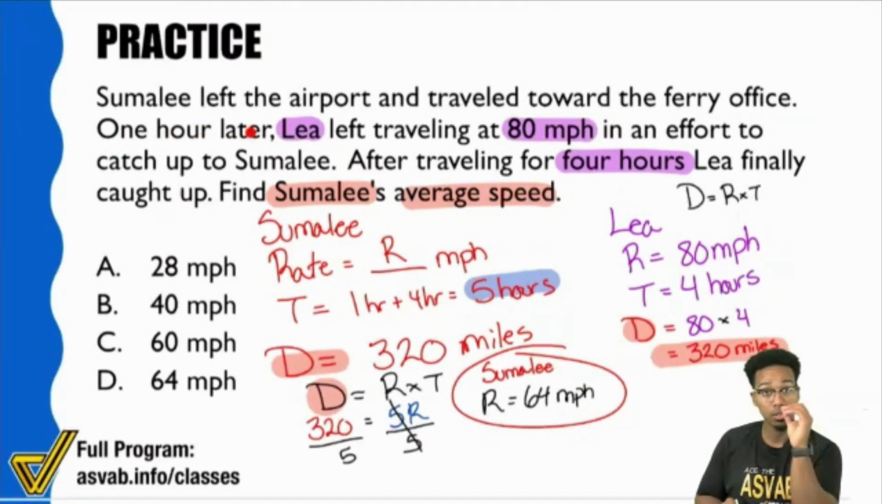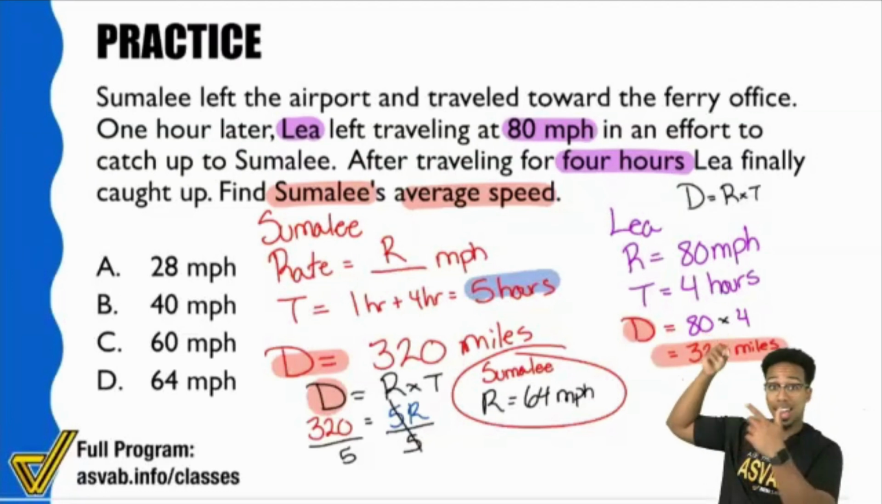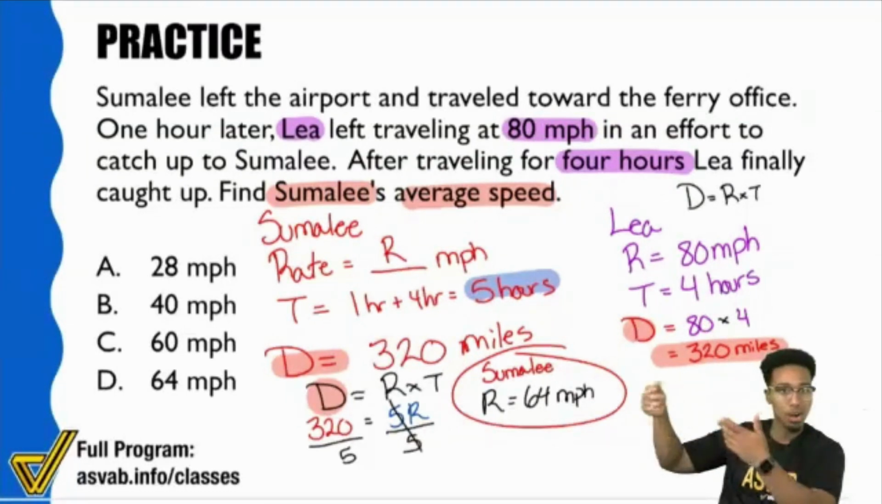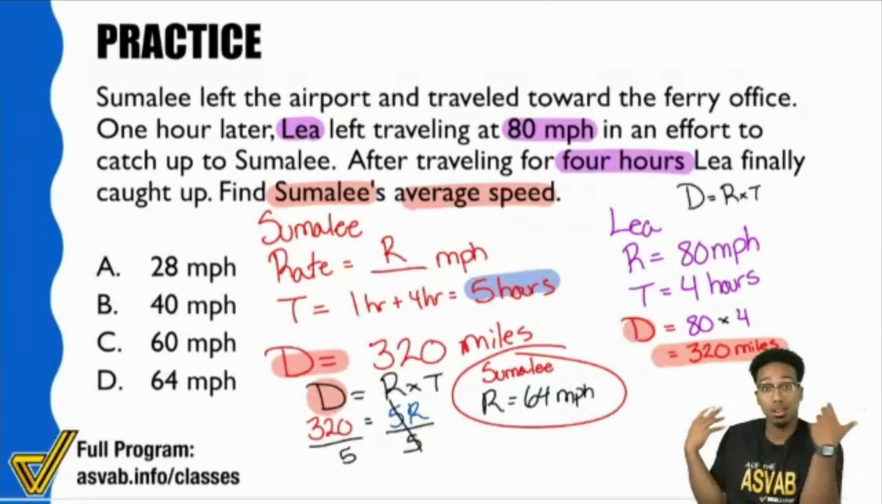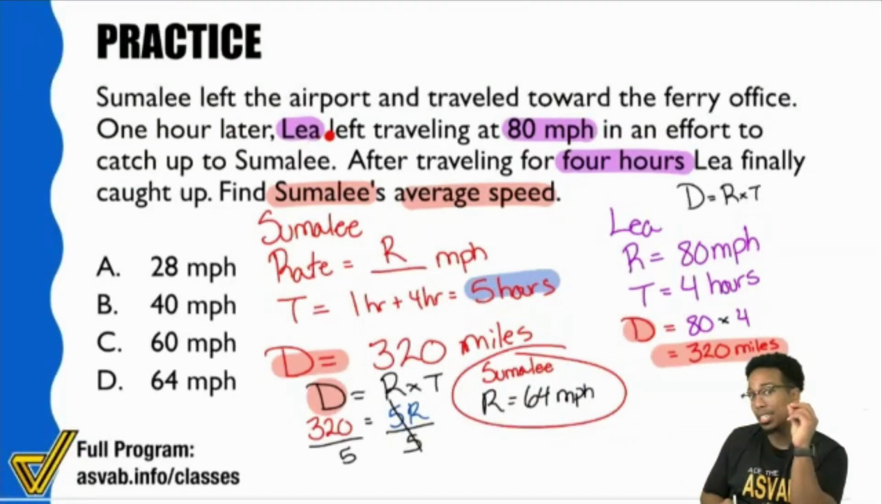for 1 hour. And after an hour, that's when her friend Leah starts driving to catch up. Maybe Leah's flight landed an hour later and she got the rental car an hour later, right? But long story short, everybody, can we agree that when Leah leaves, Suma Lee has already been driving for an hour? Yes or no? Can we agree there? So that's where the 1 hour comes in right here.